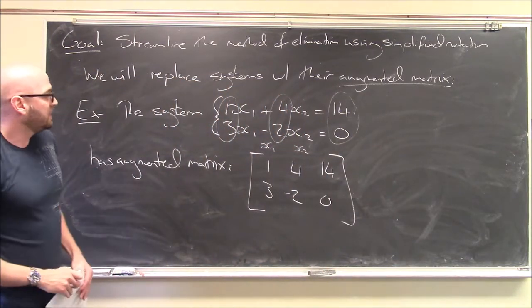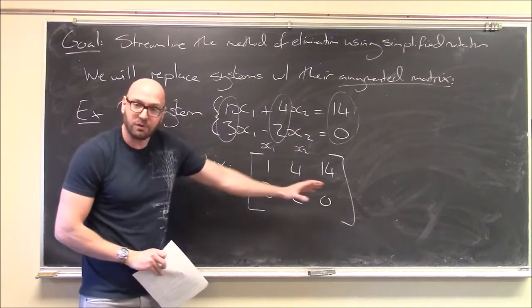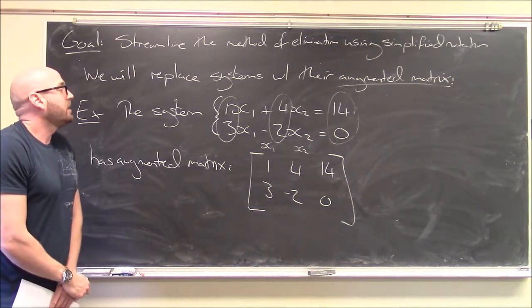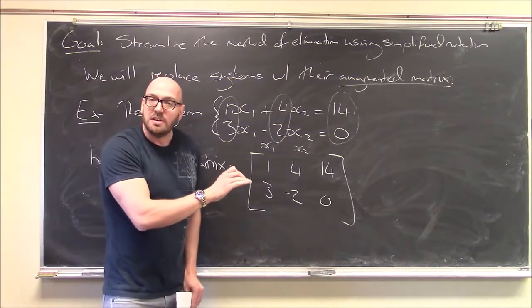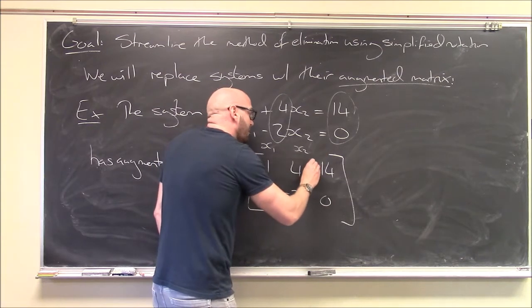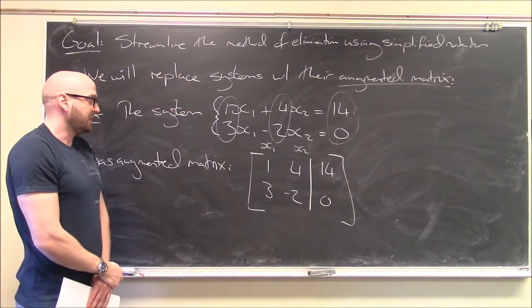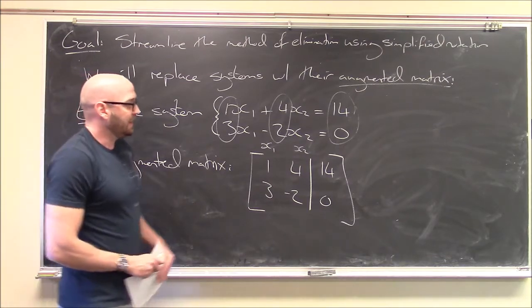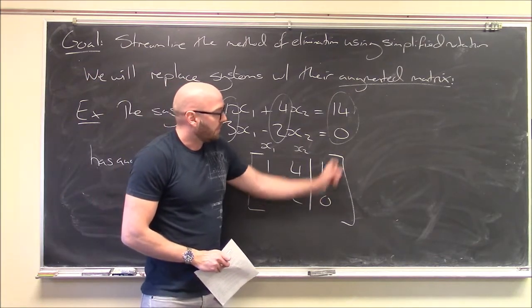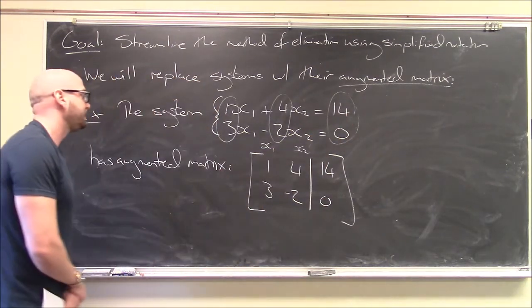So corresponding to this system, I've got this 2 by 3 matrix, and what makes it an augmented matrix is really just a notational device. It doesn't mean anything other than it indicates the fact that this is where my equal sign is. We usually put a little bar right there. Right, so it's just a notational device to tell me, okay, everything to the right of this bar, these are my constants on the right-hand side of the equation.